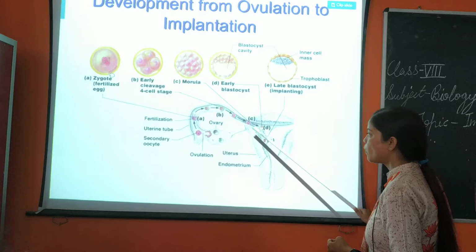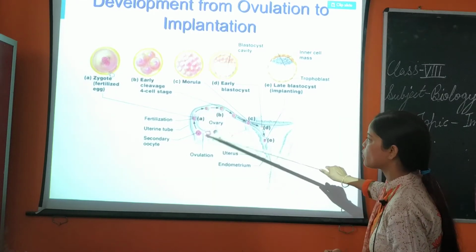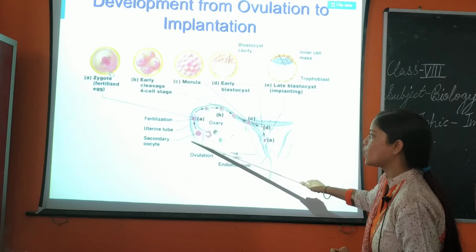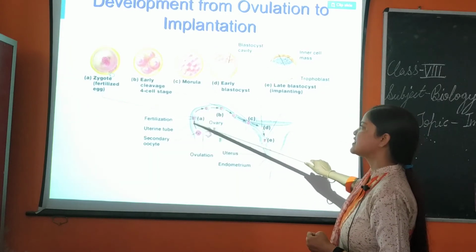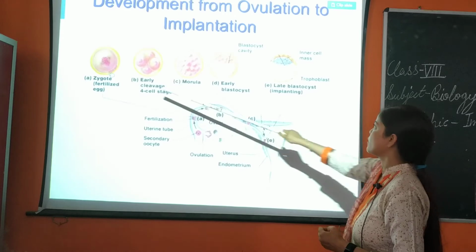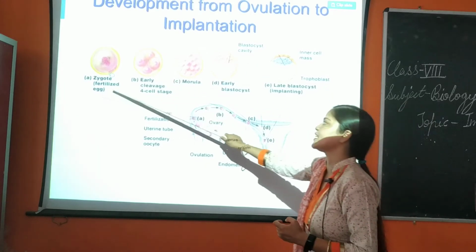Okay children, what is this? This is uterus, and this is endometrium. This is ovulation, this is secondary oocyte, uterine tube, and this is the fertilization. And now this diagram has been shown for the zygote, that is fertilized egg.